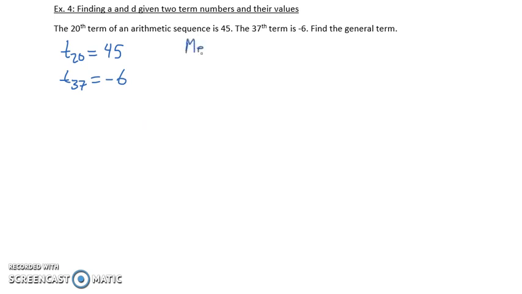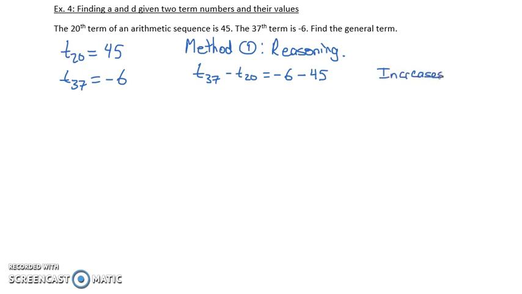Now there are two ways to do this. The first way that I would recommend is probably the shortest way, but it might not be the most logical to you. I would call this method simply using reasoning. But again, maybe the other way to do it is more reasonable to you. How I would do that is I would take term 37 and subtract term 20 from it. So term 37 is negative 6, and I'm subtracting the earlier term from that. We know that it's arithmetic, so it's going to go up by the same amount each time, and that's why I'm allowed to do this. So that gives me a difference of negative 51.